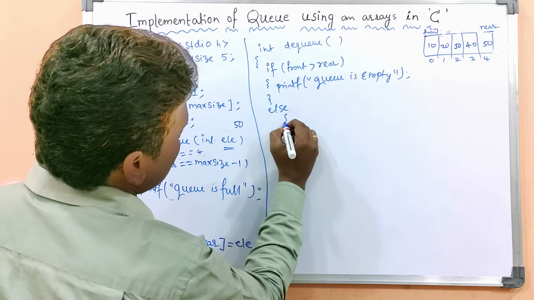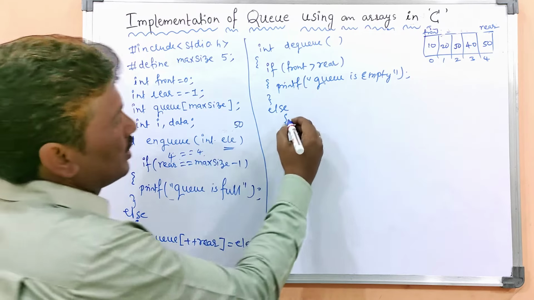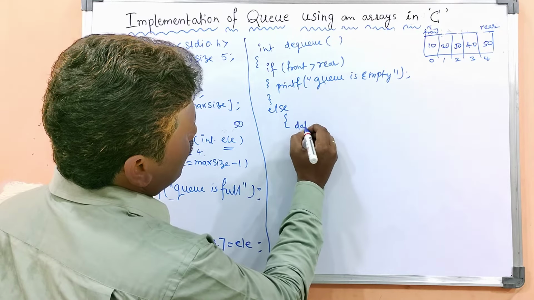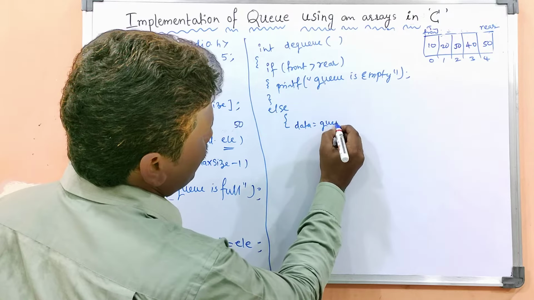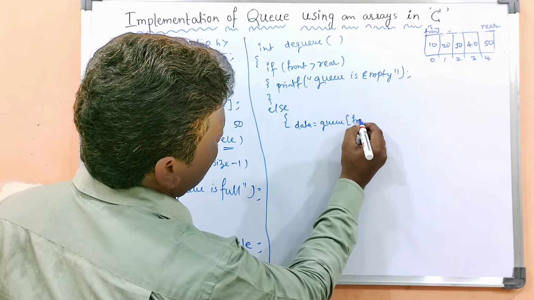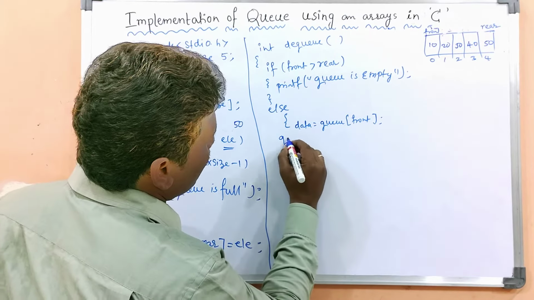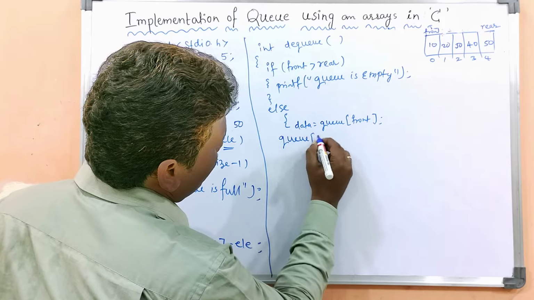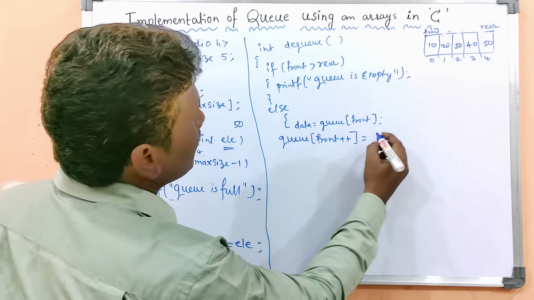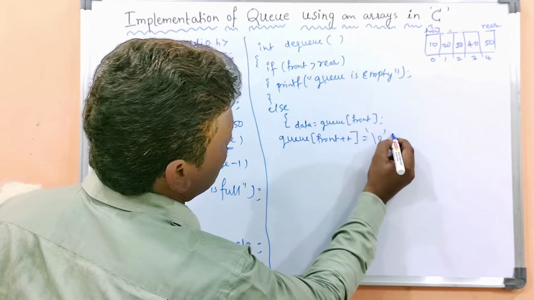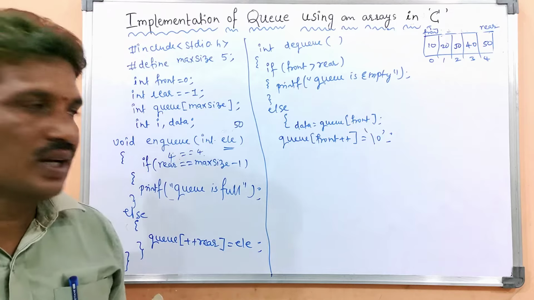Otherwise, you can delete the front element from the queue. Here data equals queue of front. What is the front element? It will be returned here, because queue of front plus equals null, because whenever data has been removed from the queue, the data should be null.